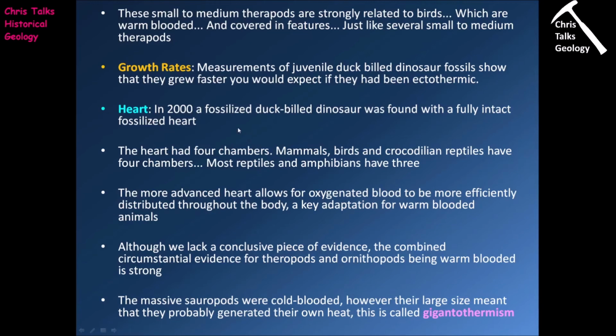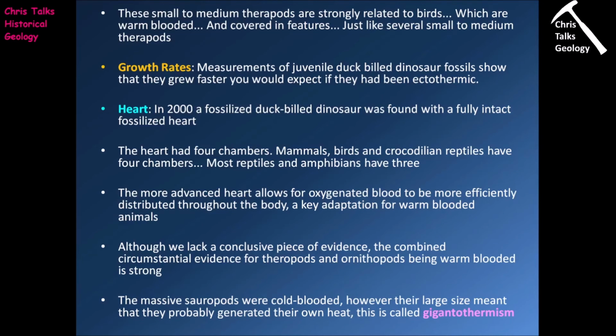So in 2000, a fossilized duck-billed dinosaur was found, and it had a fully intact fossilized heart. So they could take the fossil, put it into an MRI scanner, and essentially produce a three-dimensional model of the fossilized heart. So when they produced that model, what they found out was that the heart in question had 4 chambers in it. So mammals, birds, and crocodiles have 4 chambers. Most reptiles, on the other hand, and amphibians have 3 chambers. So that's a pretty significant difference.